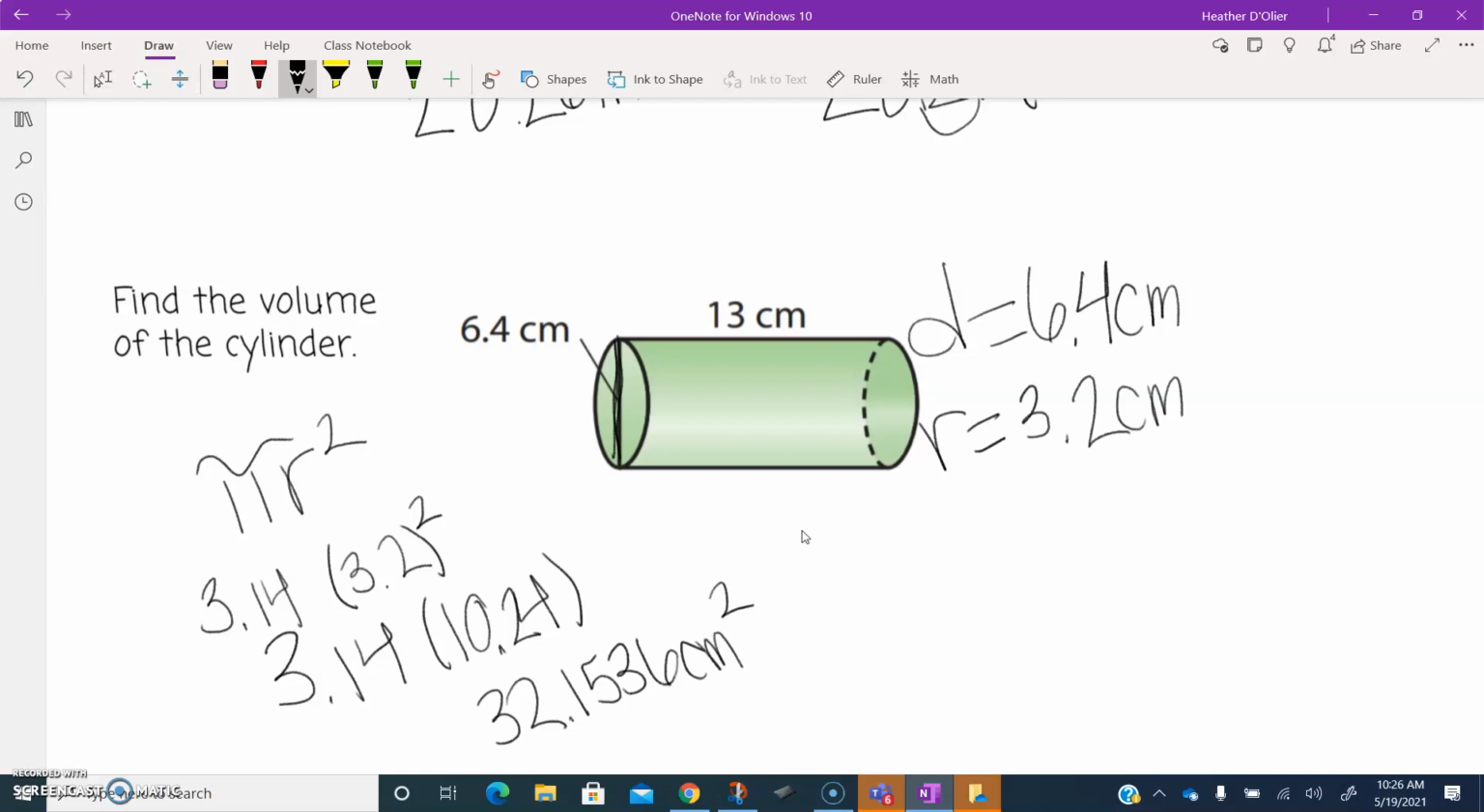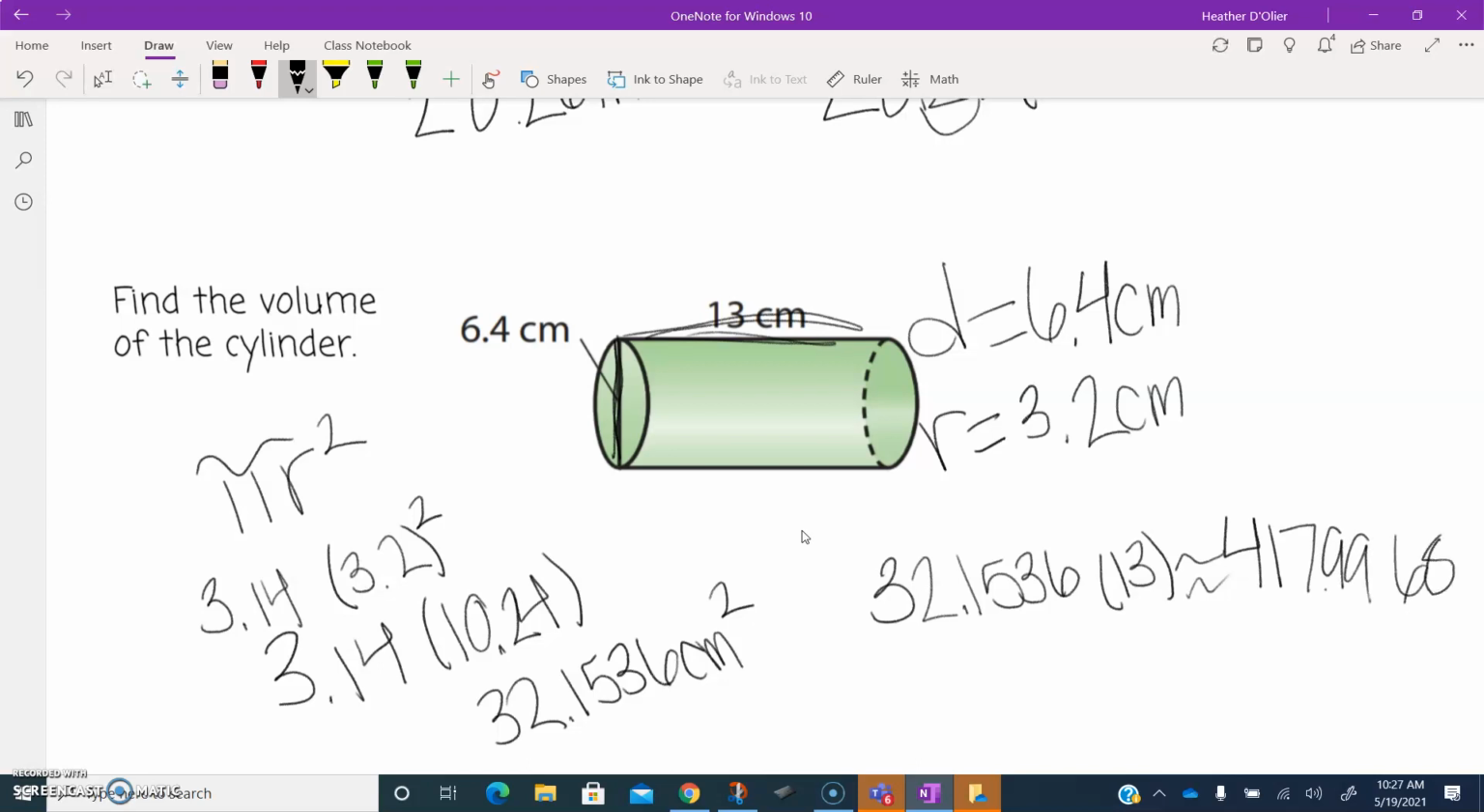And then the last thing I do is multiply it by the height of the cylinder. So I'm doing 32.1536 times 13 for my approximate value. It's still in my calculator, which makes it so much nicer. I can just do times 13. And it's a longer decimal again. I can round this though. I'm going to round it to the hundredth, but I'm going to write it out first. So it's 417.9968 is what my calculator gave me.